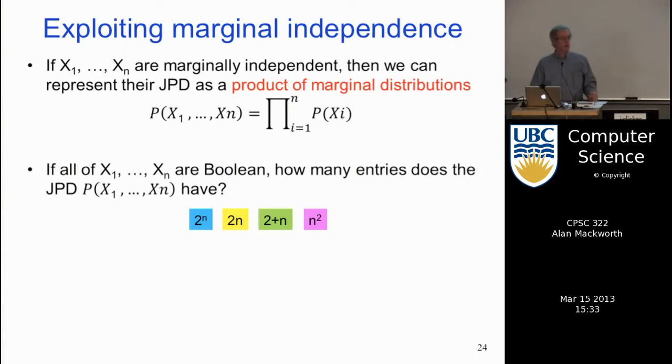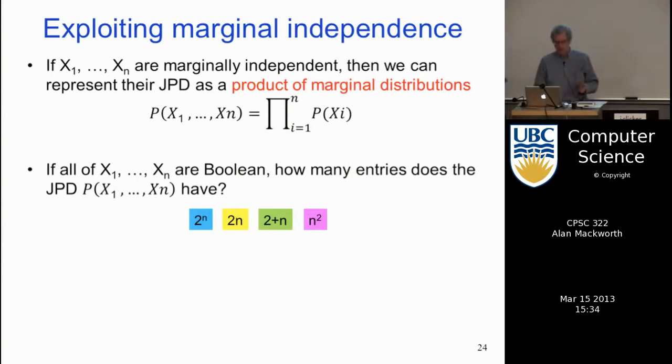Right, so you remember my heuristic for answering these questions? The answer is always d to the n, everything else being equal. In this case, d is 2. The domain for Booleans is 2. So there are 2 to the n entries. Of course, you can see that. You're just counting in binary in the x1 to xn, right? And each one has to have a separate probability.